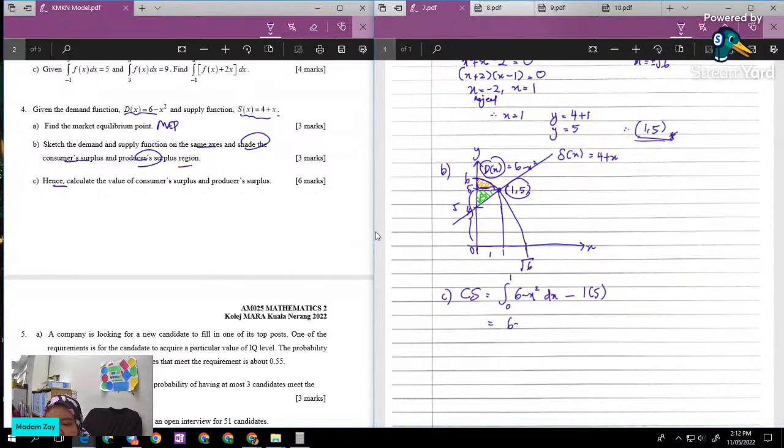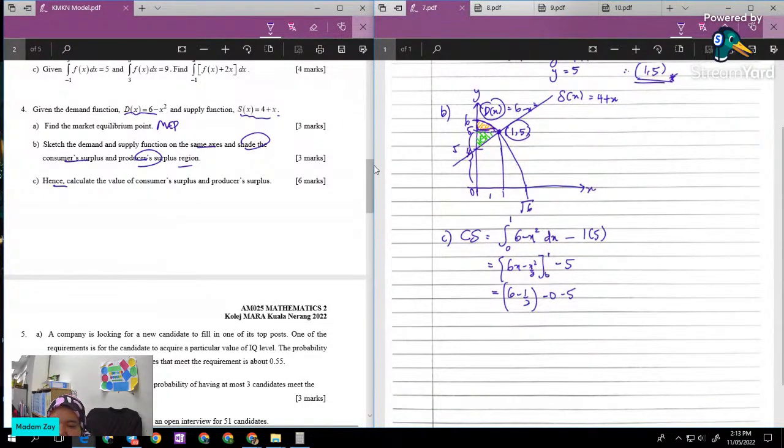Integrate, so you get 6x minus x squared over 2 from 0 to 1 minus 5, and then substitute 6 minus 1 over 2 minus 0 minus 5. So 6 minus 1 over 2 is 11 over 2 ataupun 5 setengah. 5 setengah tolak 5 jadi setengah je. So consumer surplus is half. Apa half ni? 0.5. Betul tak? 0.5. So kita nak kena bagi jawapan dalam bentuk apa ni?